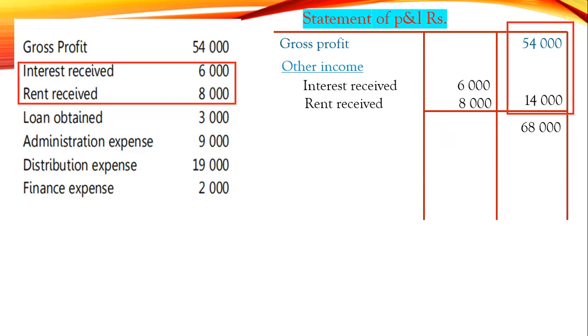Remember, loan obtained is not an income, because loan obtained is a liability. We never take a liability to calculate the profit, so we leave it. We don't take into account the loan obtained, it's not necessary for this question. Sometimes there can be many entries which are not relevant for us. Therefore, we should ignore them.